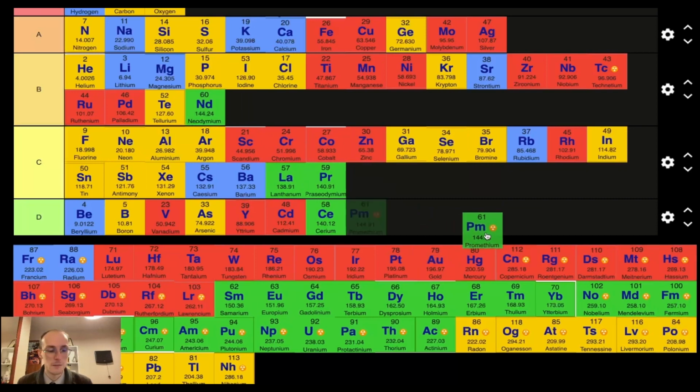Promethium, element number 61. Promethium 145 is the most stable isotope. You can see here we're starting to get some more radioactivity in our elements here, but Promethium 147 is the most useful. It's a luminous paint, and it's also used in atomic batteries. Natural promethium is very rare, so promethium is often made from uranium-235 by bombarding it with neutrons. So that's a lot of effort to get an element that is used to make luminous paint.